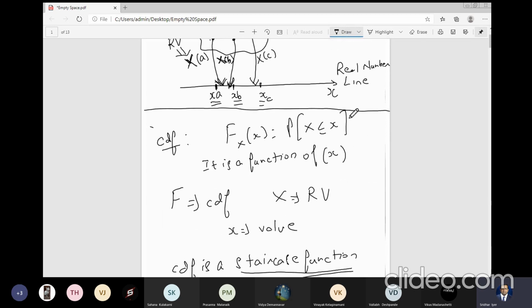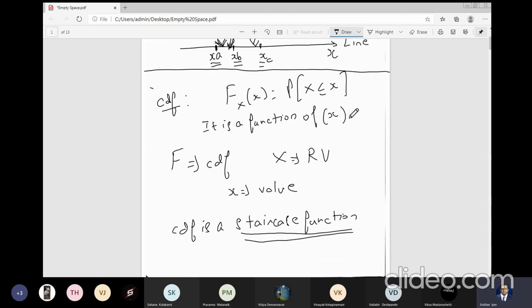After this, we move to a very important concept called the CDF, which stands for the cumulative distribution function. So let me write that here.